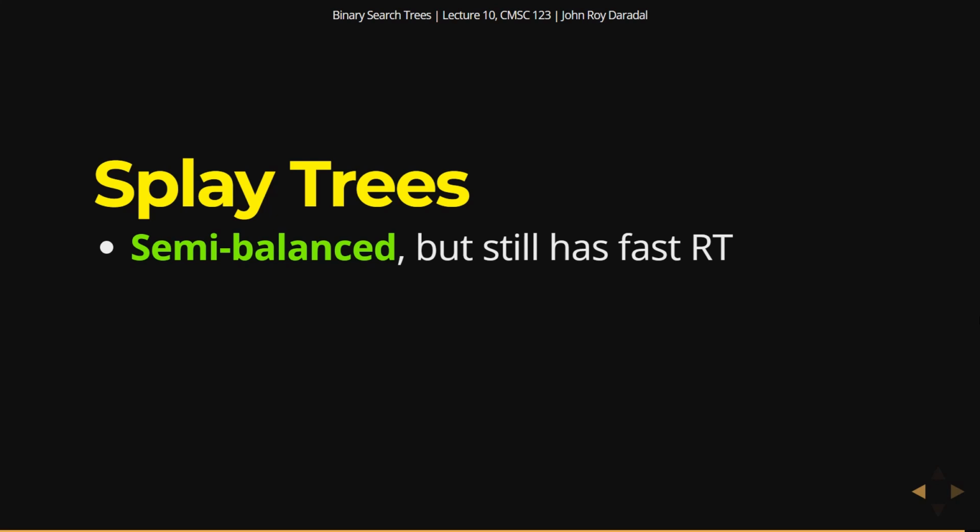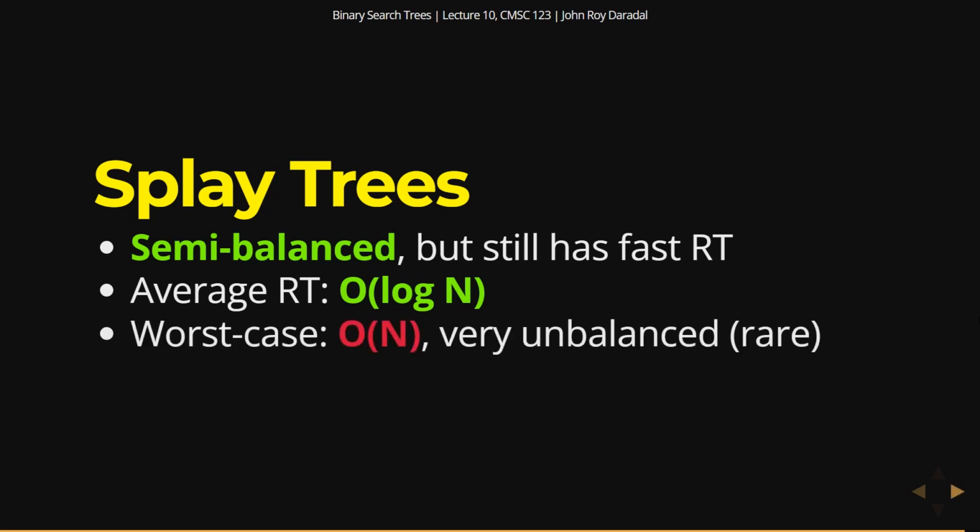So your search will not go deep into the tree, it will be shallow. Okay, so the average running time is still O of log n, but in the worst case it's O of n, because when you have a very unbalanced tree, which happens rarely in splay trees, then you still get O of n, but in the average case it's still O of log n. Okay, because your searching will be shallow, it's near the root because the frequently accessed items are there. Okay, so that is splay trees.